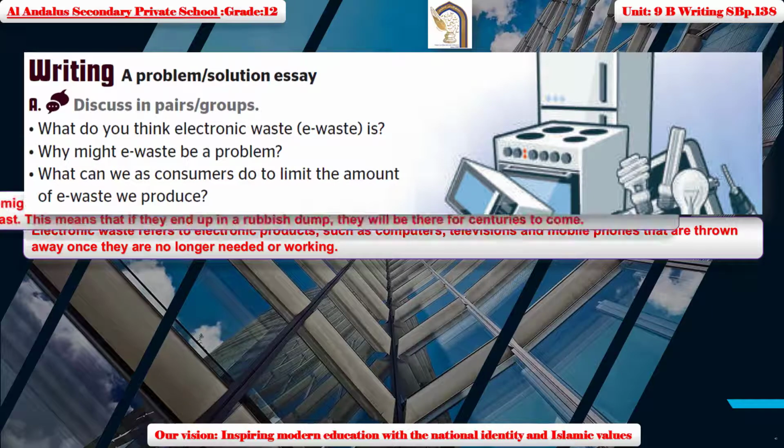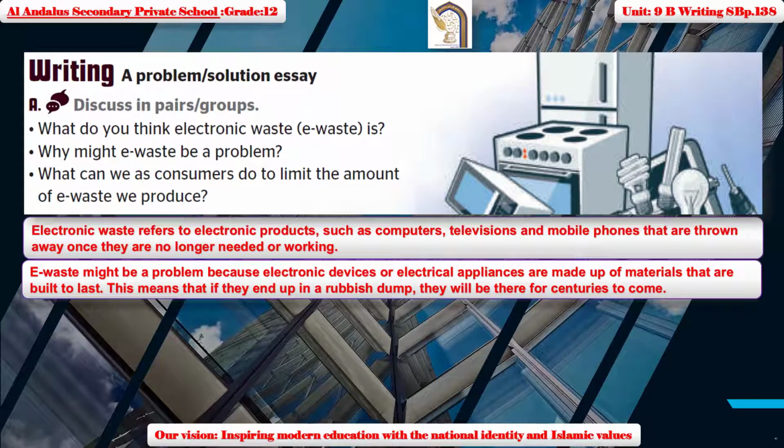That's nice. This is a good model answer. E-waste might be a problem because electronic devices or electrical appliances are made up of materials that are built to last. This means that if they end up in a rubbish dump, they will be there for centuries to come. And this is the third and final question for this exercise. What can we as consumers do to limit the amount of e-waste we produce?